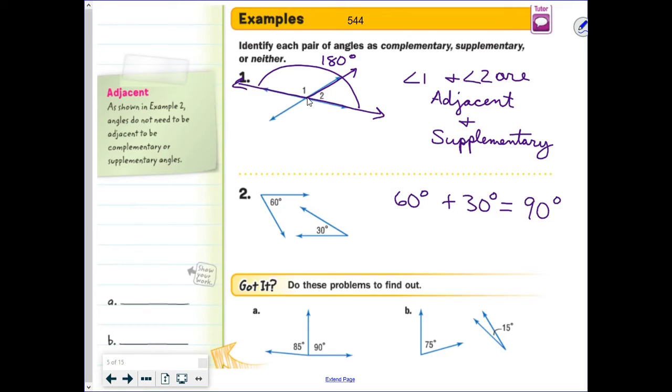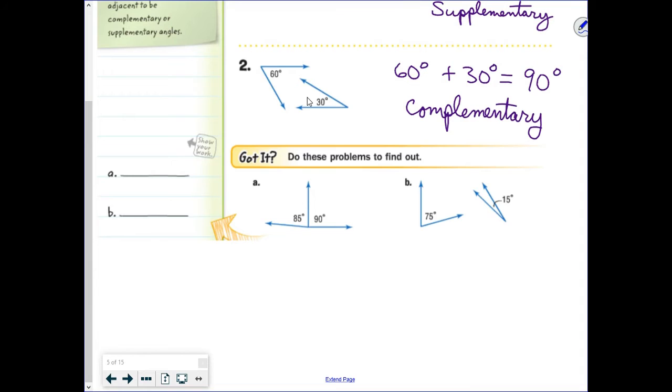And we learned up above on page 544 that two angles that add together to equal 90 degrees are considered complementary. So they are complementary angles, C-O-M-P-L-E-M-E-N-T-A-R-Y. So add the two angles together, get 90 degrees, makes them complementary. Go ahead and take a look at letters A and B and see if you can determine the relationship that these angles have.